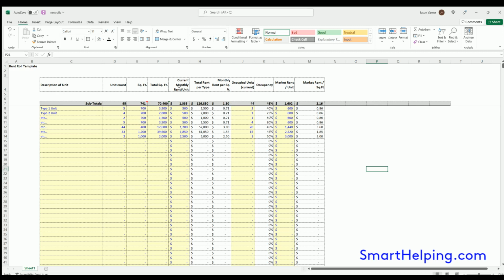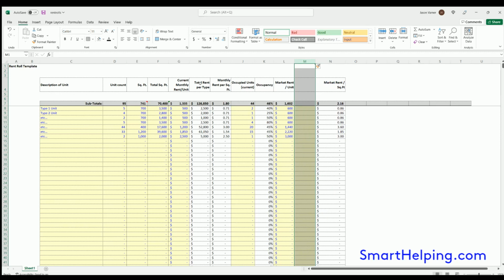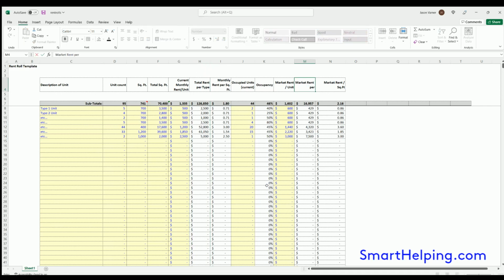And let's put this in the same order that this is in. So we have rent per unit, then we have this calculation for market rent per type, which is just this times this. There's your 152. So occupied units, occupancy, market rent per type, market rent per square foot.